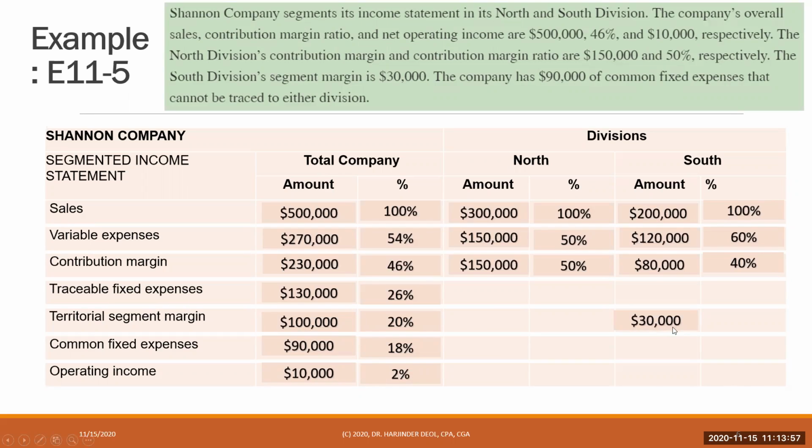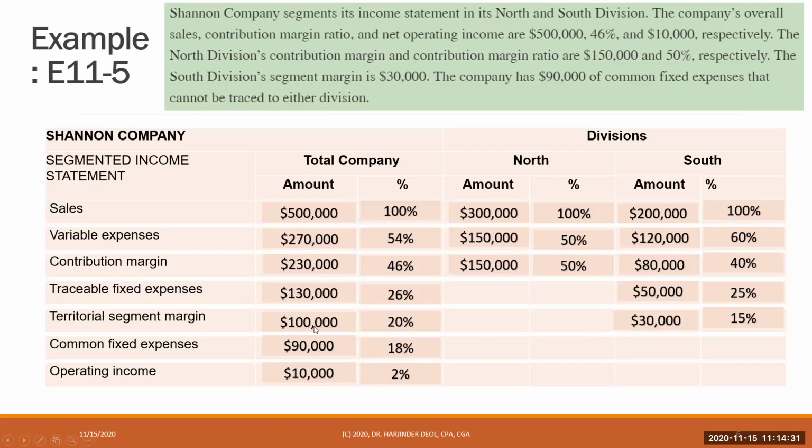The fact that the segment margin for the South Division is 30,000 and the contribution margin is 80,000 helps us calculate the traceable fixed cost for the South Division as being 80 minus 30, $50,000. Now, $50,000 as a percentage of the South Division sales of 200,000 works out to 25%, leaving 15% as the segment margin for the South Division.